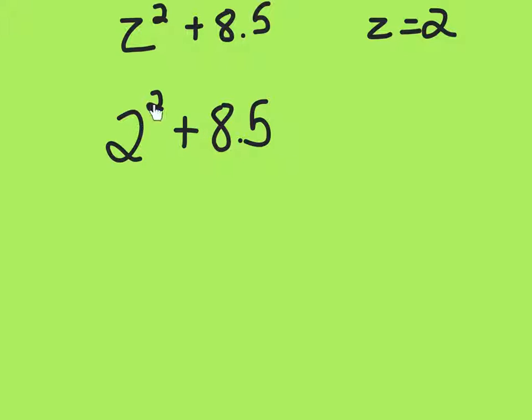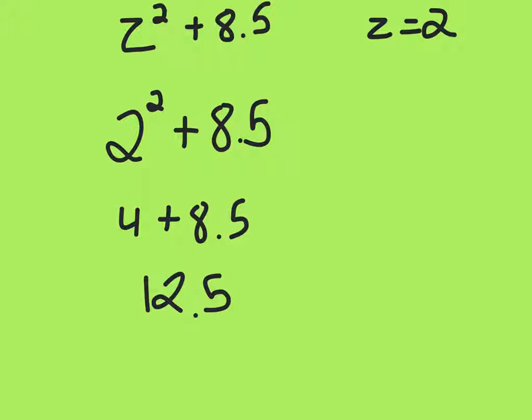This right here is an exponent, which means this is going to be 2 squared, or 2 times 2. So what is 2 times 2? 2 times 2 is 4. And then you have to add 8.5. 4 plus 8.5 is 12.5. And I did that really fast, and I apologize.